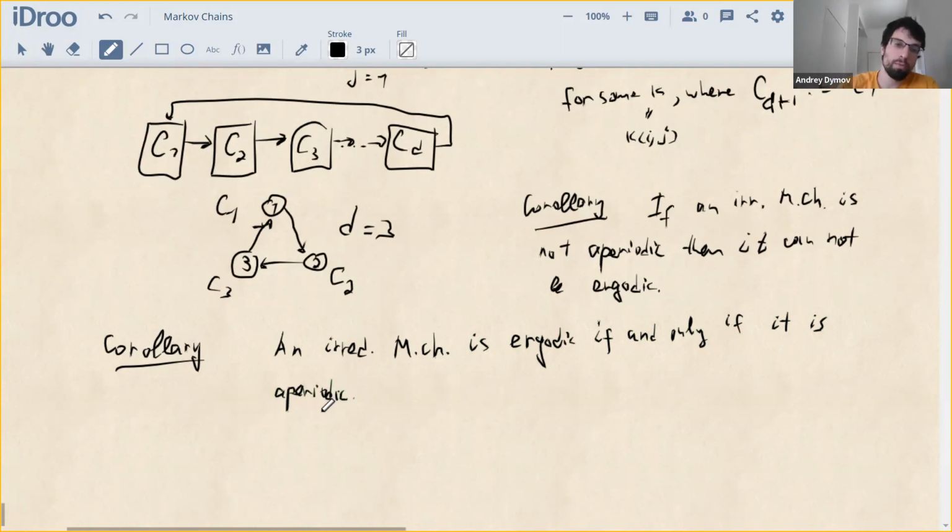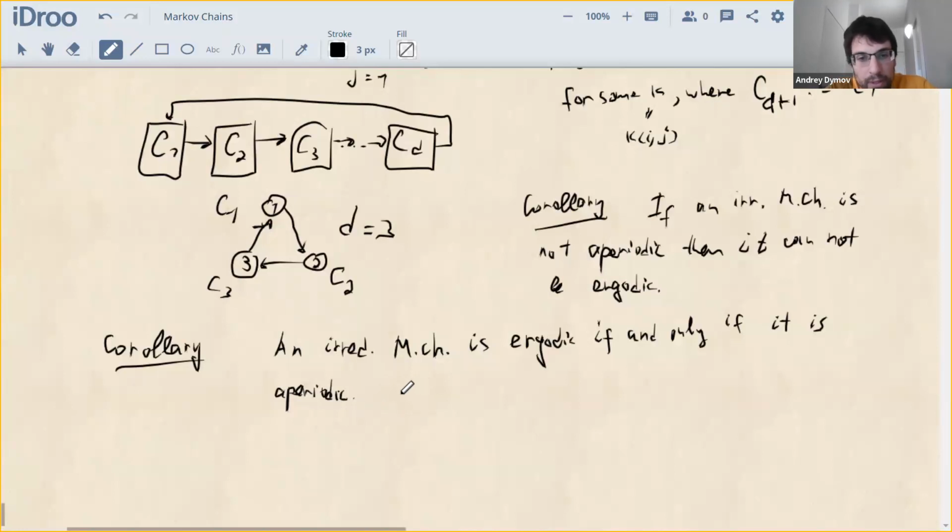Because we have proven before, this was your homework, that an irreducible aperiodic Markov chain is ergodic. So for irreducible Markov chains, now we have a criterion. And the question is, what is going on with the chains which are not irreducible?